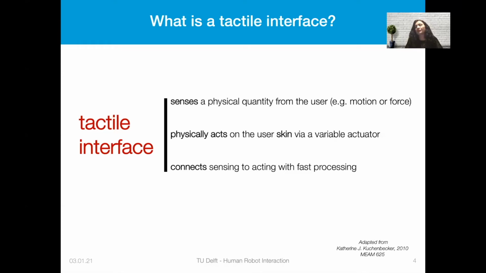For example, if you have a device which cannot sense but only acts, it's not a tactile interface anymore, it is just an actuator. Or if you have a device which can sense but it cannot act, which means that this device is just a sensor, it's not a tactile interface.